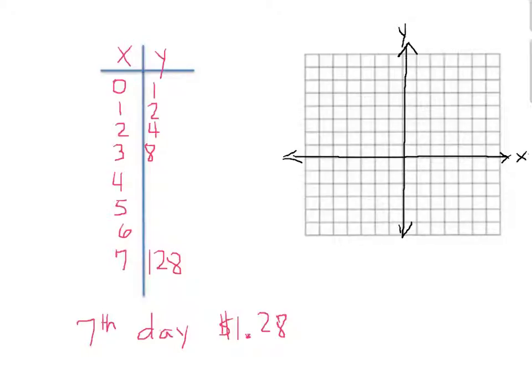So the initial amount, at day 0, would be 1 penny. On day 1, it would be 2. Day 2, 4, and so on. And so the students have to complete the rest of the information.